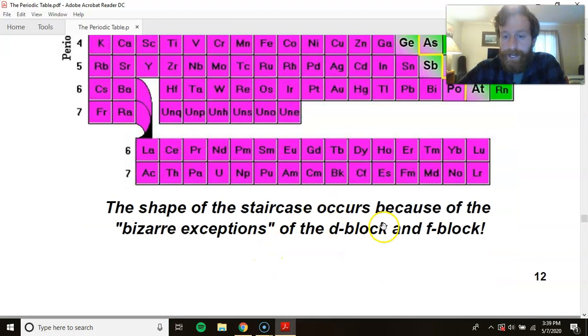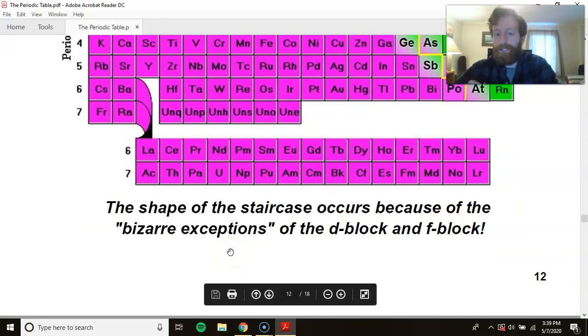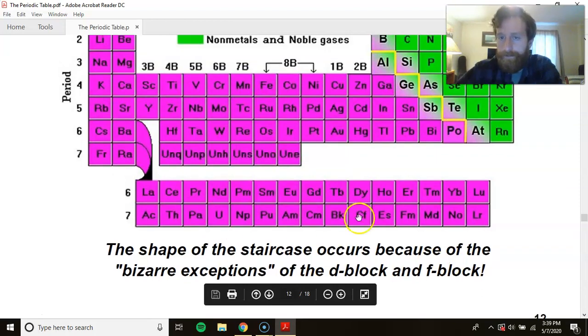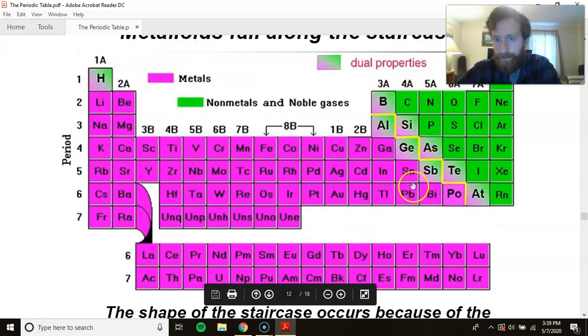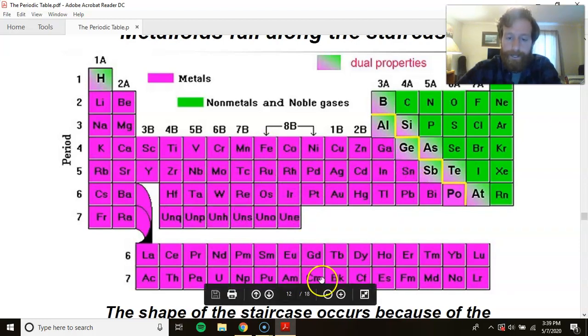The shape of the staircase occurs because of this bizarre exception with the D block and F block. You might think, well, shouldn't carbon and down be the metalloids because they can lose or gain 4? Again, weird things happen with the D and the F block, and that causes the staircase to be a staircase and not just a wall.